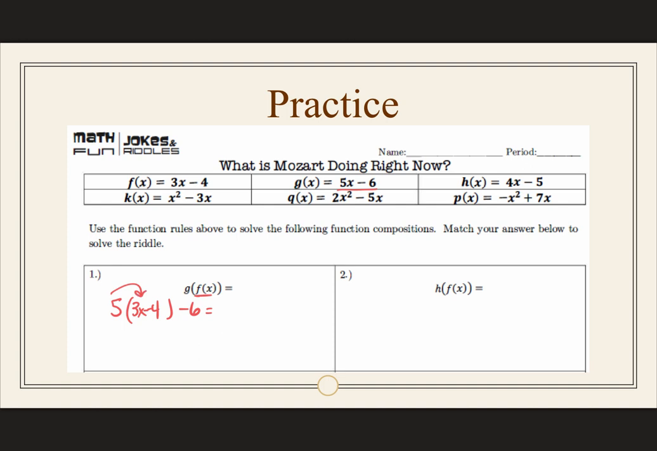So 5 times 3x is 15x. 5 times negative 4 is negative 20. And then minus 6. So I have like terms. So I've got 15x minus 20 minus 6 is minus 26. And that's my answer. And then I'm going to go look down at the bottom to see what code or what letter I should use. And the letter should be a D.